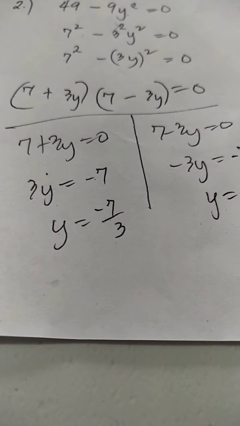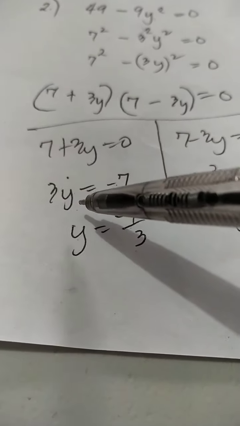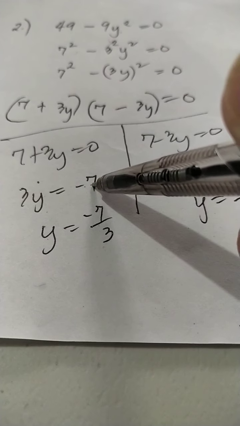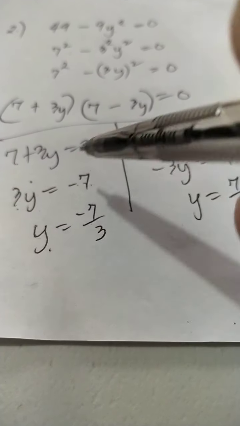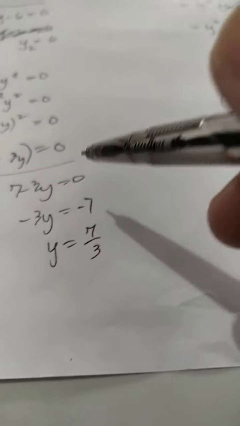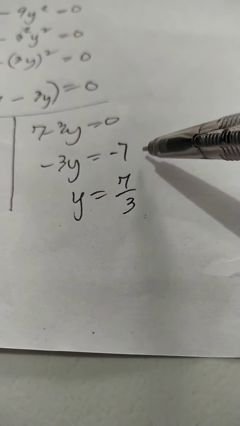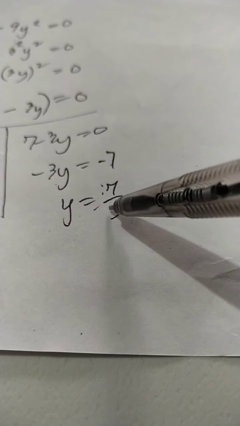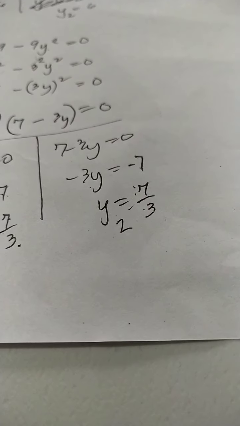Okay, were you able to follow? Again, we repeat, 7 plus 3y equals 0. 3y equals negative 7. We divide both sides by 3, so this will become y equals negative 7 divided by 3. Then we have 7 minus 3y equals 0. Negative 3y equals negative 7. Dividing both sides by negative 3, negative 7 divided by negative 3 is positive 7 over 3. So this is our y sub 1 and this is our y sub 2.